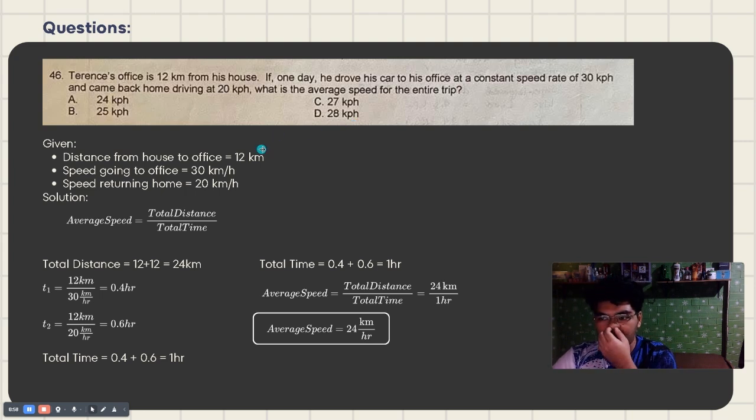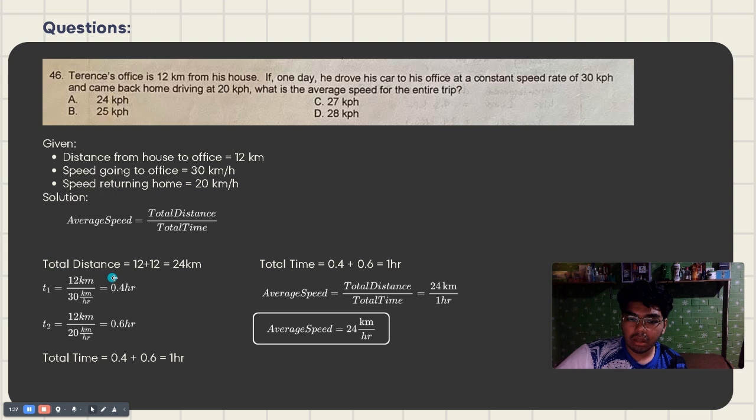So now, in our question we are given a distance from the house to the office, which is equivalent to 12 kilometers. Then the speed going to the office is 30 kilometers per hour. Then the speed returning home is equivalent to 20 kilometers per hour. So for the solution, we will use the formula: average speed is equal to total distance over total time.